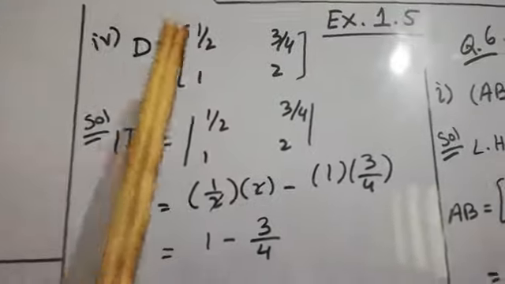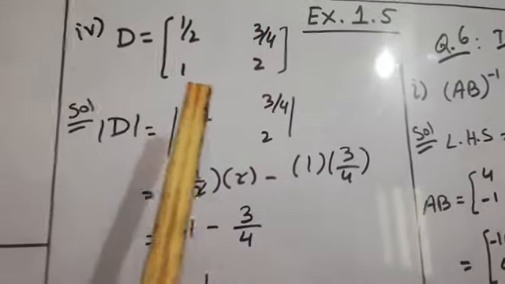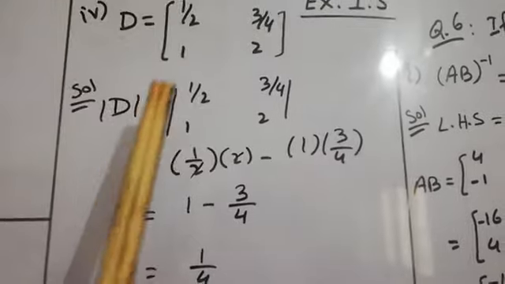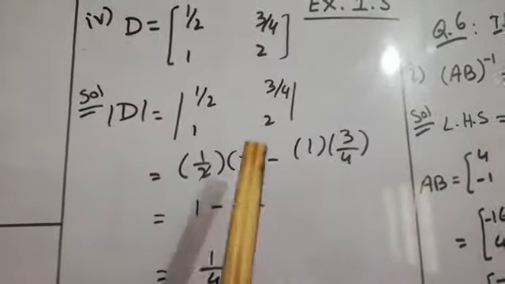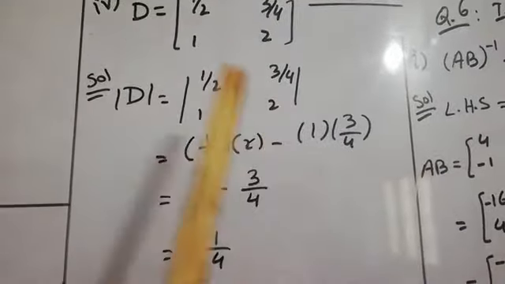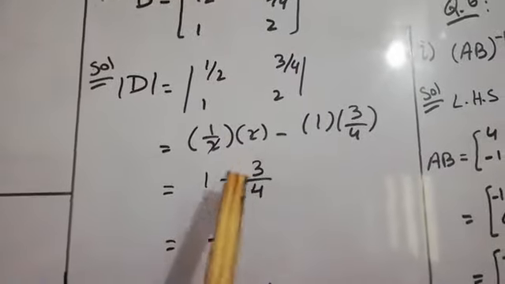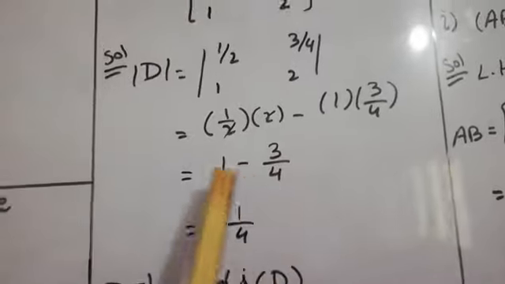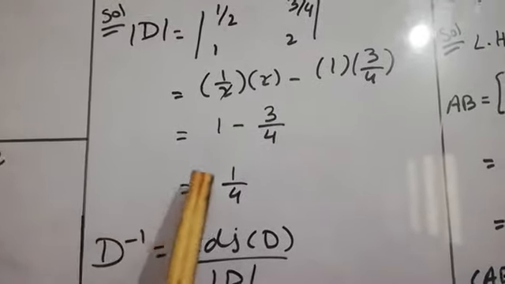Now move to part number 4 of this question. D is equal to [1/2, 3/4; 1, 2]. First of all, we will find the determinant of D. We will multiply 1/2 by 2, minus 3/4 by 1. The 2s will be cancelled. We get 1 minus 3/4. After taking the LCM, we have the value of the determinant equal to 1/4.